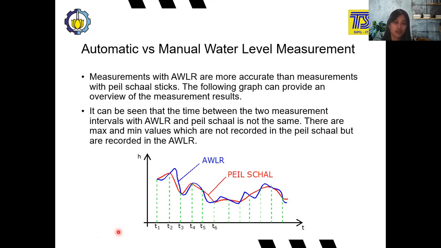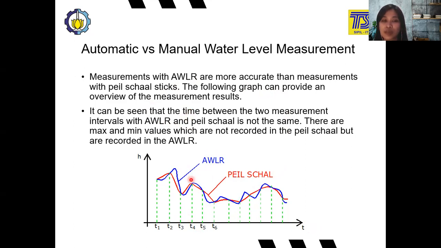For example, here for the time duration of T1 and T2, and then there is also T3, T4, T5 until T6, and so on. The pale shell will not record the measurement results accurately because you need to measure at each time step. But for the AWLR, you can get the water level measurement at each time step automatically. It can be seen then that the time between the two measurement intervals is not the same.